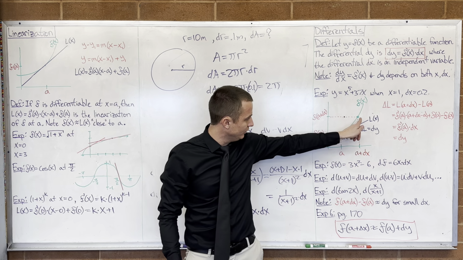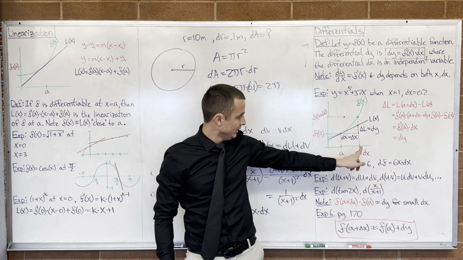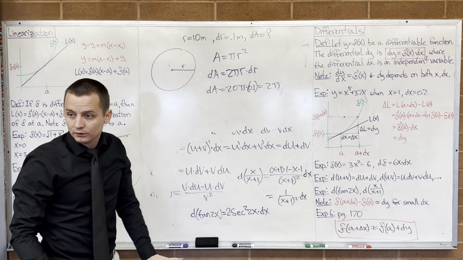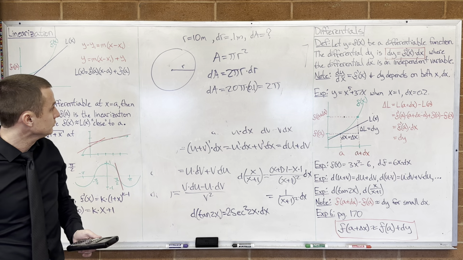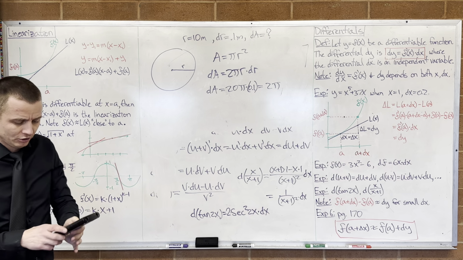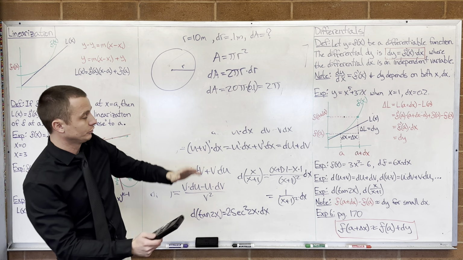Our linearization is going to be off a little bit. dy is not the same thing as the change in height of our function. How would you graph the area of the circle? It's just a function, just a parabola. So pretty straightforward, but let's calculate the actual change in area.